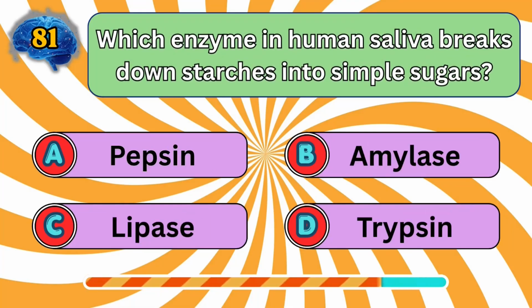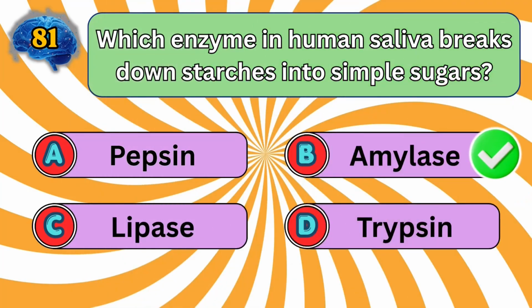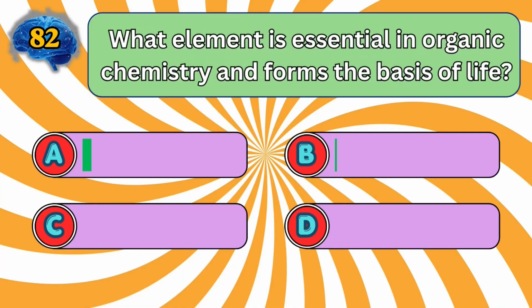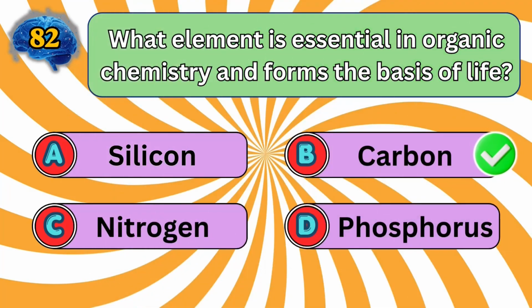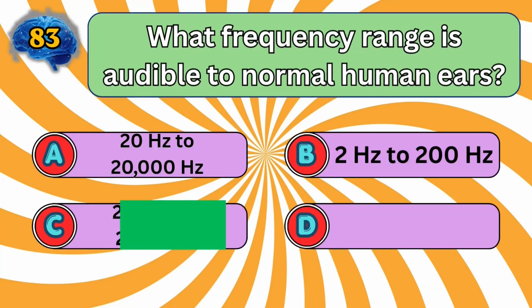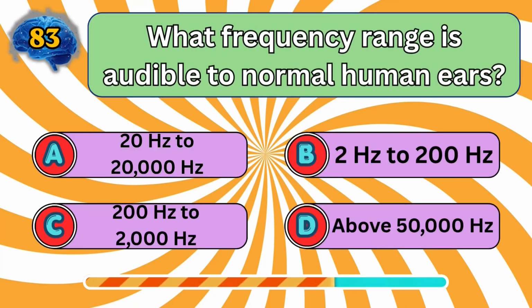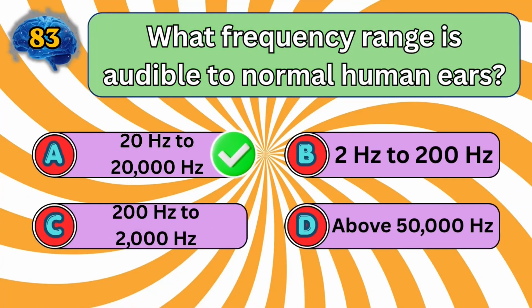Which enzyme in human saliva breaks down starches into simple sugars? Amylase. What element is essential in organic chemistry and forms the basis of life? Carbon. What frequency range is audible to normal human ears? 20 Hz to 20,000 Hz.